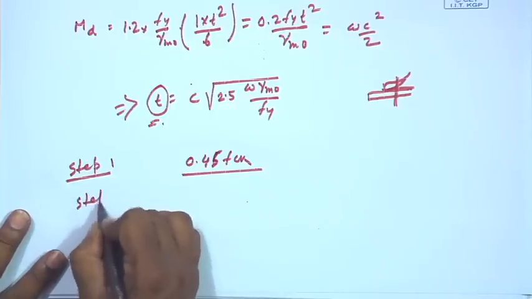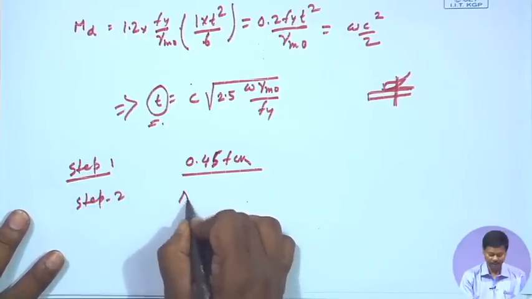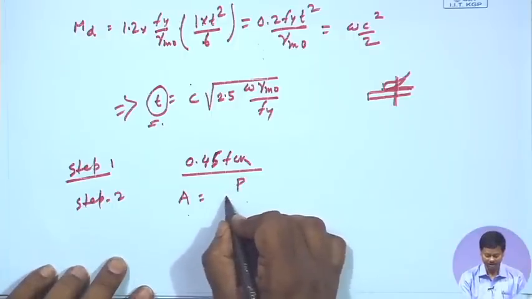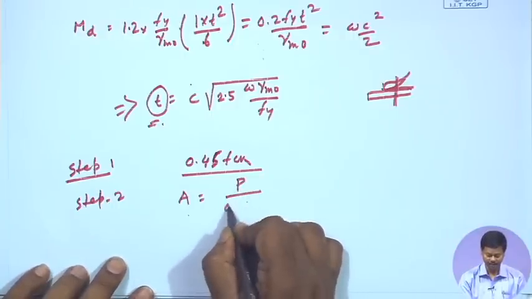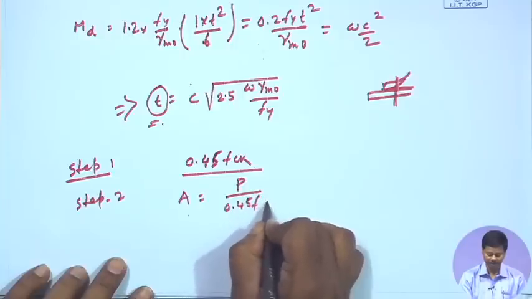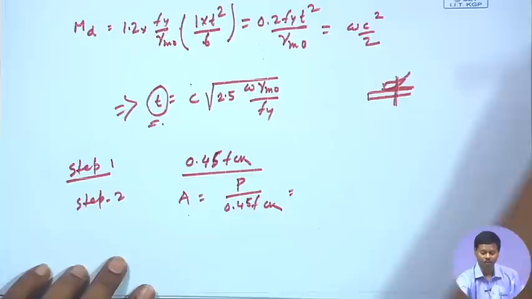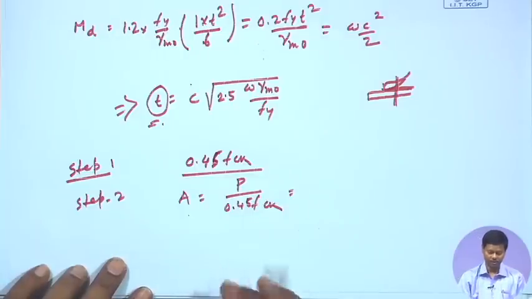In step 2 what we will do? We will find out the area required. Area will be how much? Area will be P, the axial force divided by 0.45 FCK, right. Now, here P is the factored load on the column. So, now we will go to step 3.